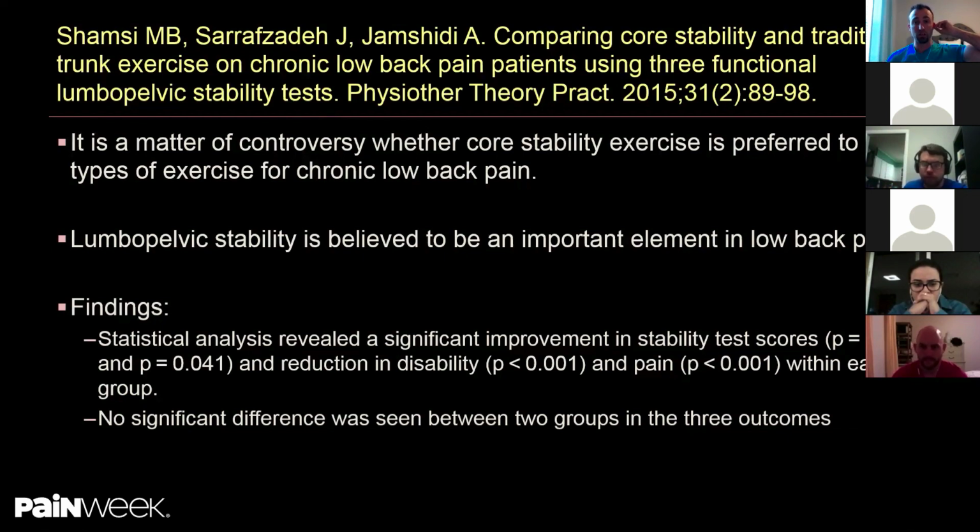And what they found was that comparing traditional trunk exercises, which were a lot of curl ups and back extensions, to core stability exercises, which were transverse abdominis hollowing type exercises and dead bug type exercises while holding a transverse abdominis hollowing, there was no significant difference seen between the groups in all of the lumbopelvic stability. So these stability focused exercises didn't really change stability better than just general old trunk focused exercises.